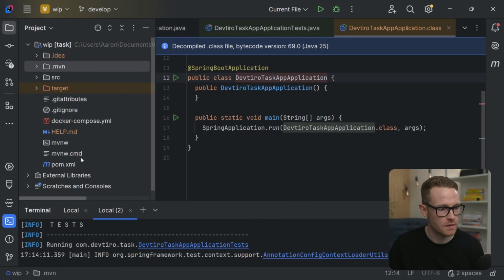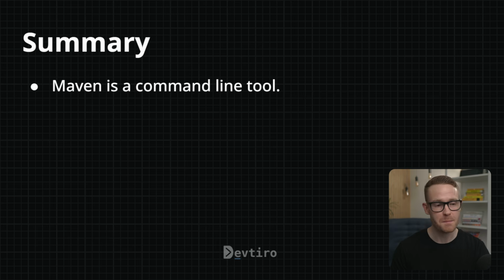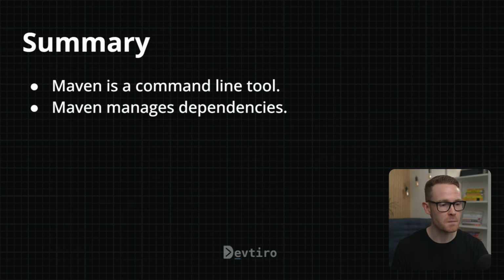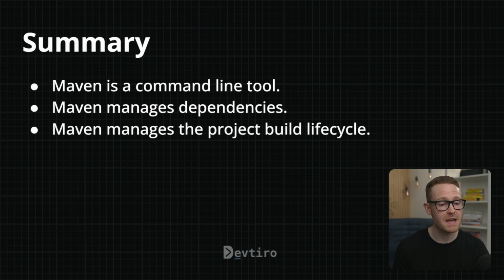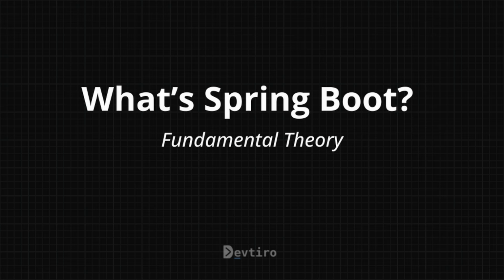So by using these scripts in the project. And these are scripts that the Spring Initializer puts into our skeleton project for us. And by using them, you can run Maven without having Maven installed on your machine. And now you know enough about Apache Maven to start building. So in summary, Maven is a command line tool. Maven manages dependencies, Maven manages the project build lifecycle, and Maven works through the concepts of lifecycles, phases, and plugin goals. Now that we're comfortable with Apache Maven, let's move on to Spring Boot.